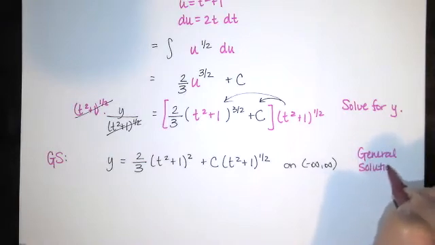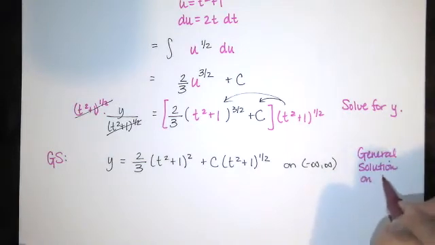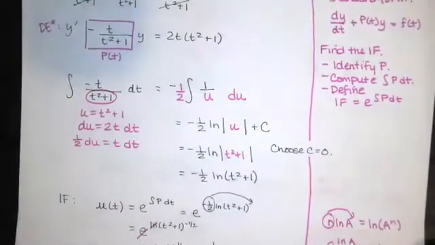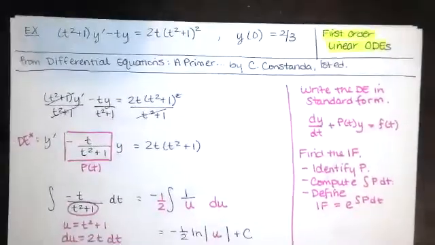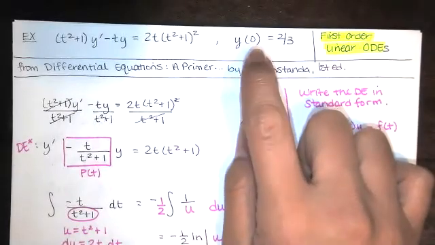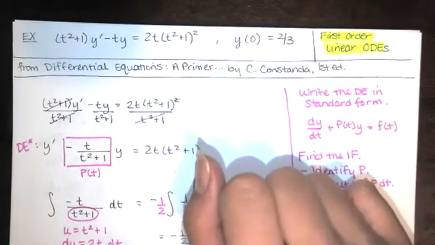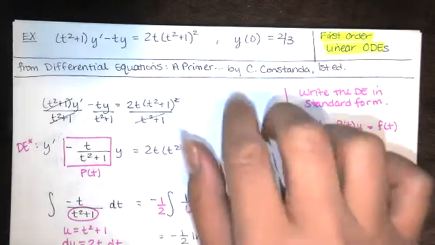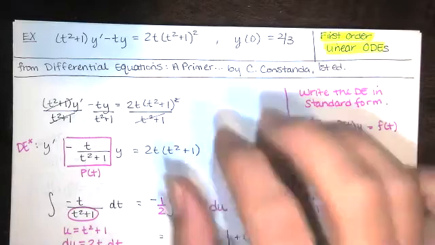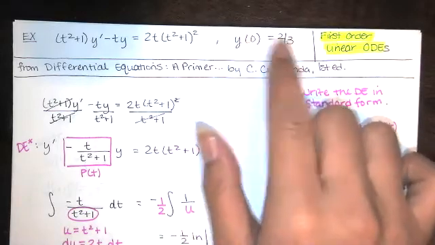And we always want to provide an interval of existence. And the maximal interval of existence in this case is -infinity to infinity. Now, we were given an initial condition. Remember how this works. This is enough information to get us the value of that arbitrary constant C. This is going to pick out one member of that family of solutions and say, I want the member of the family that satisfies this.